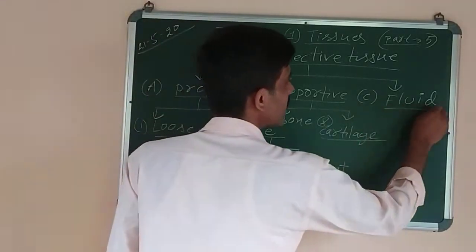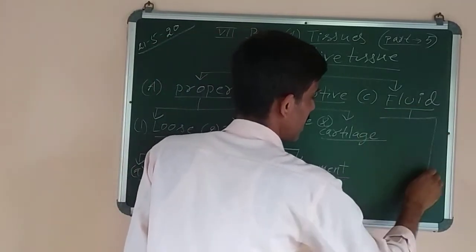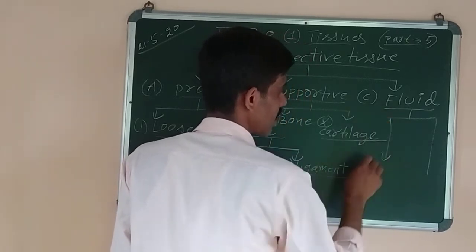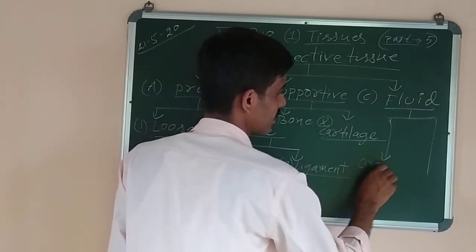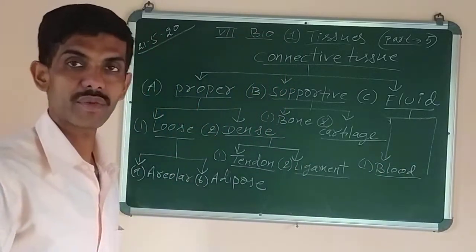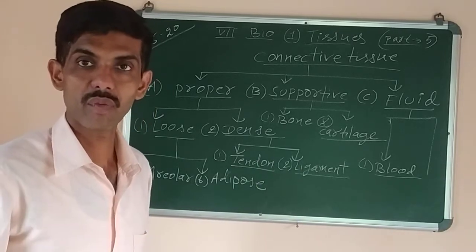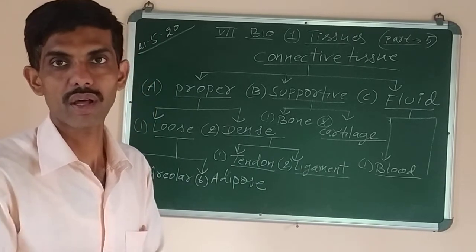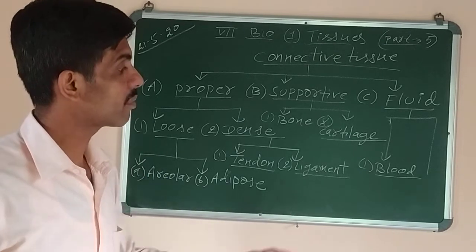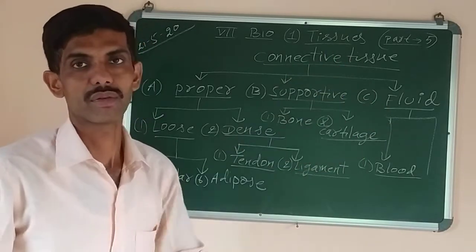Then we have the fluid connective tissue, that is the one which is in liquid. There are two types of fluid connective tissue. Number one, we have the blood. Blood, you already know what is blood. Blood is a fluid connective tissue. So if someone asks, what is the definition of blood? What will you say? Blood is red in color, flowing in our body. No, that is not the way to define. You should say that blood is a tissue. What type of tissue? Fluid connective tissue.